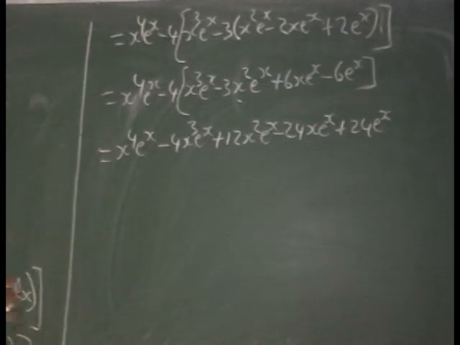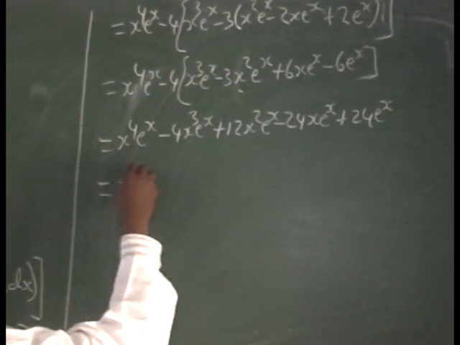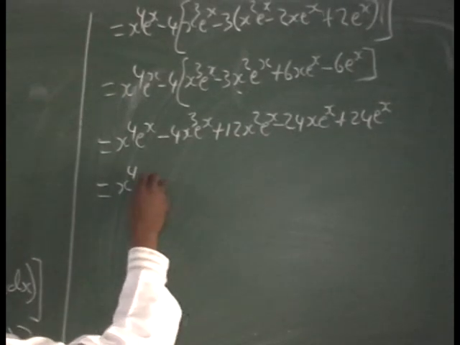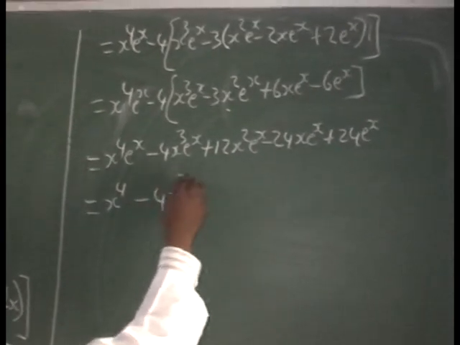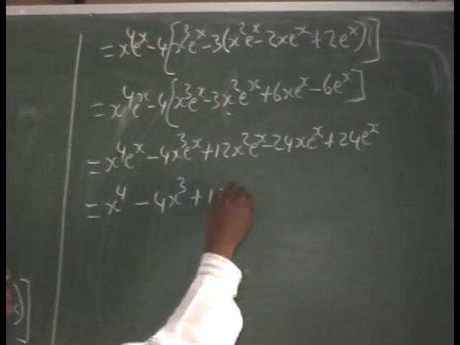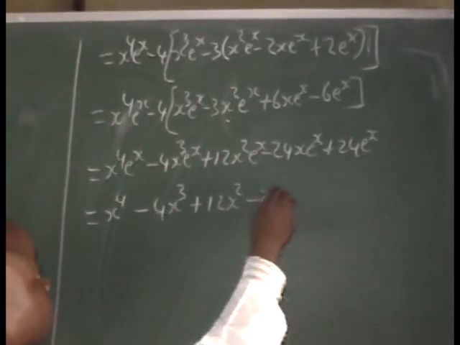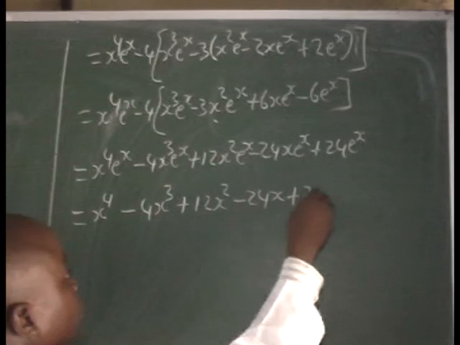See, we are able to do that. And we now have x raised to the power 4 minus 4x cubed plus 12x squared minus 24x plus 24.